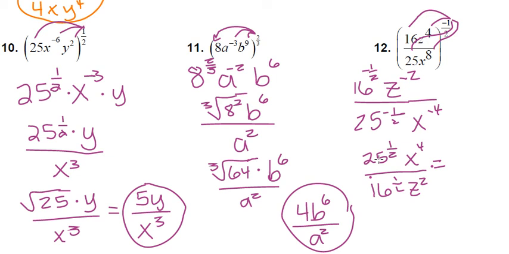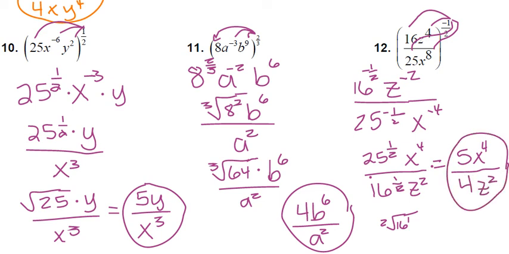So this is saying the same thing as the square root of 25. Well, the square root of 25 is 5. So that's going to end up giving us 5x to the power of 4. The 16 to the power of 1/2, remember, that is a root of 2, and then 16 to the power of 1. So again, that's just saying the square root of 16, so that's 4z squared. And that right there is going to be your final answer.